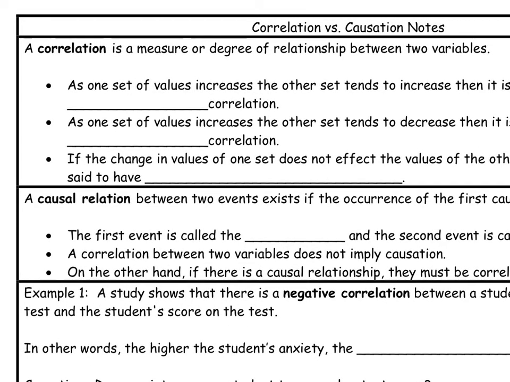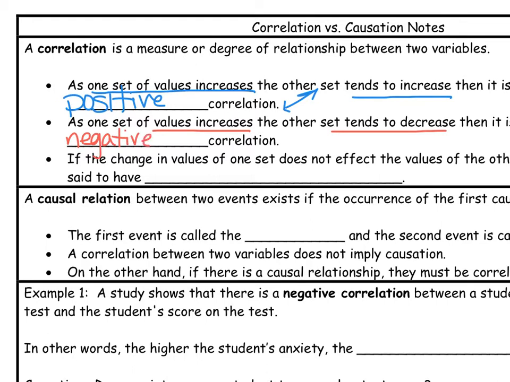For correlation, if we're looking at either a scatter plot or a table of values, if one set of values increases and the other set also increases, this is going to give us a positive correlation. Because basically when we graph it, it's going to look like a positive slope. It's going to go uphill. If we have one set of values increasing but the other one decreases, that's going to give us a negative correlation. And that's going to be like a downhill slope.